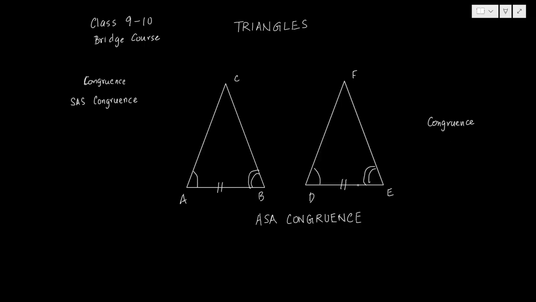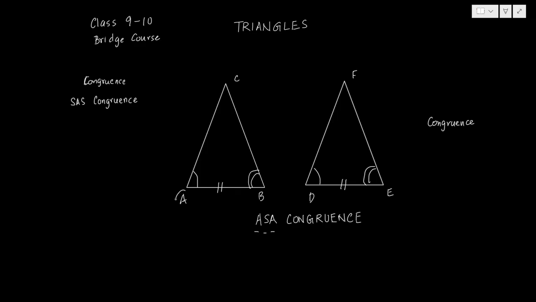Okay, so if you see the picture in front of you, this is a new picture, and we are going to be talking about a new type of congruence called ASA congruence. The ASA congruence criteria says if there are two angles that are equal to each other in the triangles, and the side in between is equal in both the triangles, then those two triangles are congruent.